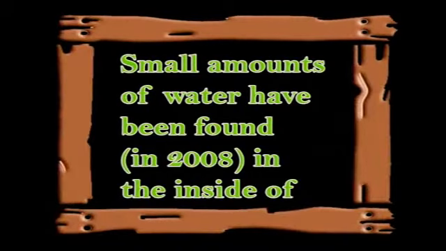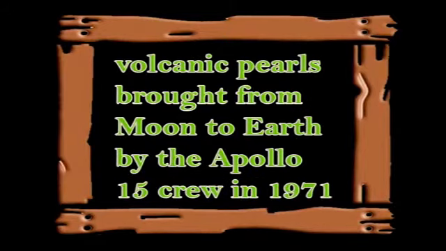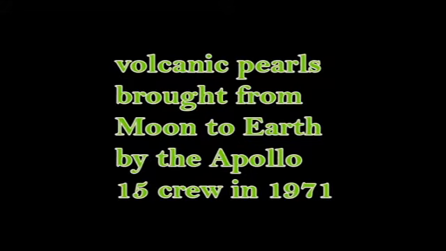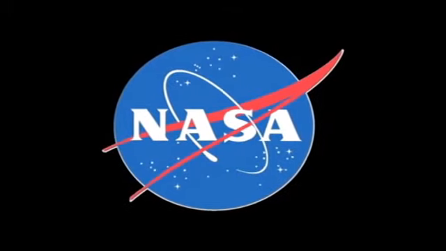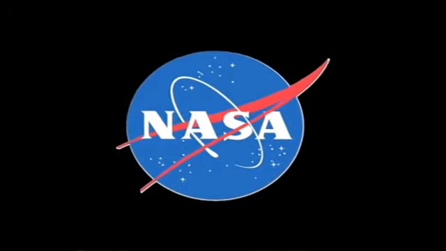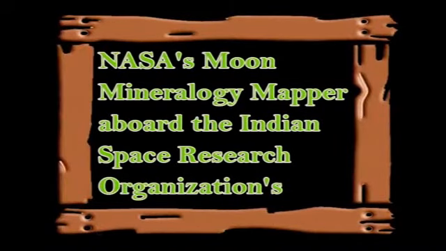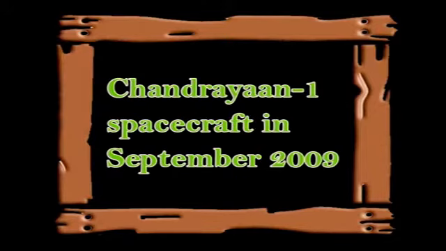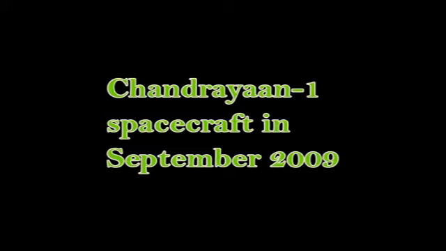Small amounts of water have been found inside the volcanic pearls brought from the Moon to Earth by the Apollo 15 crew in 1971. NASA reported the detection of water molecules by NASA's Moon Mineralogy Mapper aboard the Indian Space Research Organisation's Chandrayaan-1 spacecraft in September 2009. Water ice is present on Earth mainly as ice sheets, glaciers, and polar ice caps, holding 2.4% of the water.